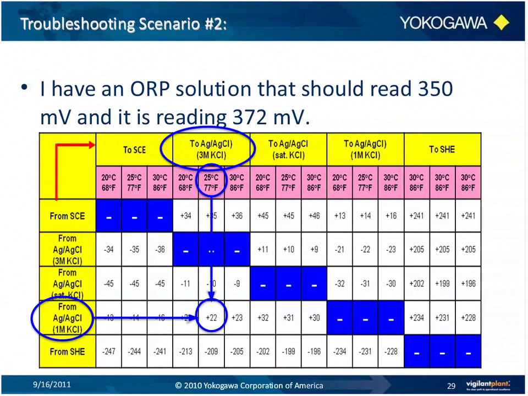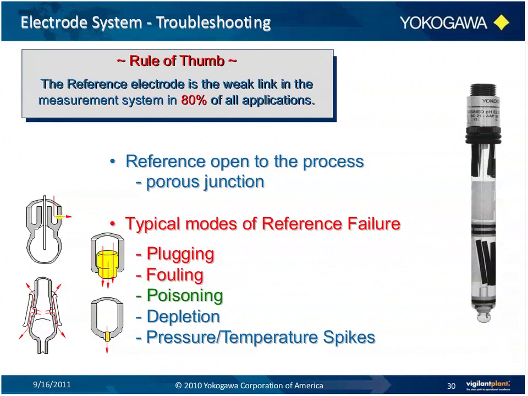As a rule of thumb, the reference electrode, just like in pH, is the weakest link in your measuring system, and that's the case in about 80% of applications. So selection of the appropriate reference, whether it be gel-filled, whether it be a flowing reference, or the different type of junction that's actually used, is critical to reduce these potential electrode problems, extend the life, and maintain measurement accuracy.